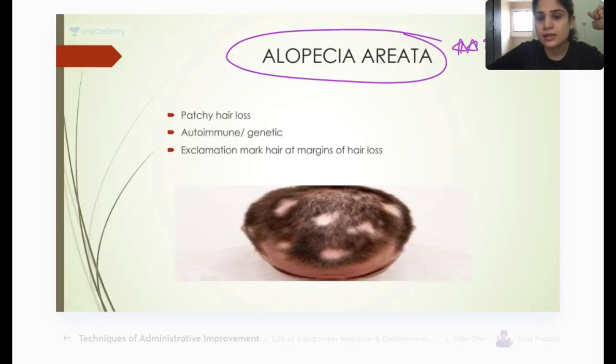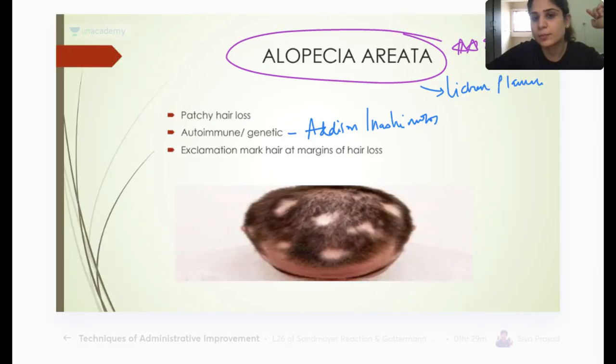Which skin condition is seen in alopecia areata? Psoriasis, no. Skin condition, I'm asking. Addison's and hypothyroidism, Hashimoto's, those are the autoimmune associations. But there is lichen planus that is associated with alopecia areata. Lichen planus is one of the important dermatologic disorders associated with this.